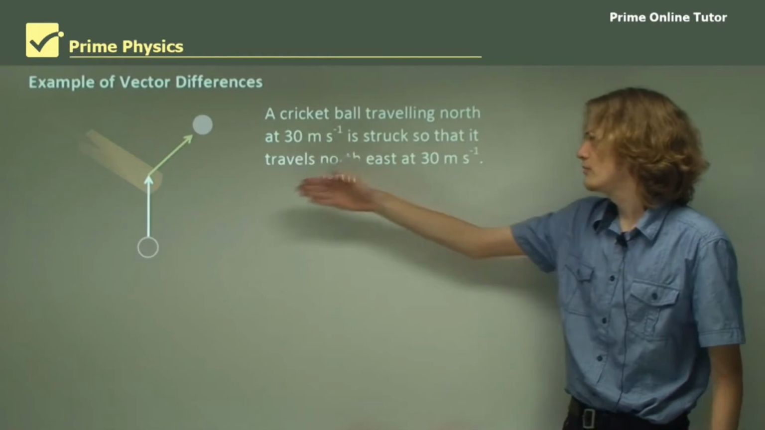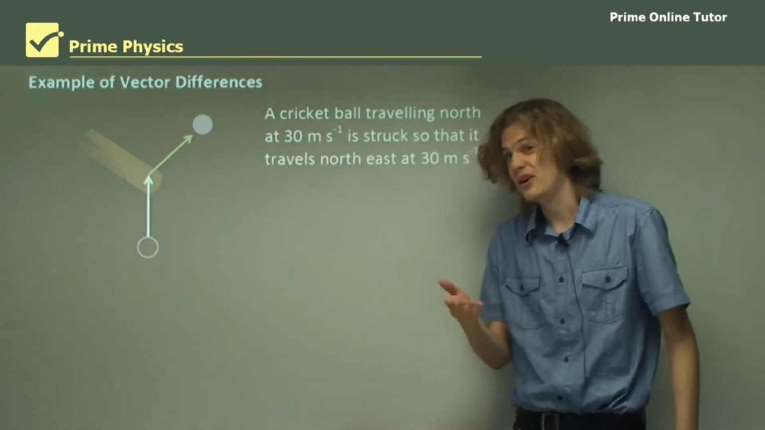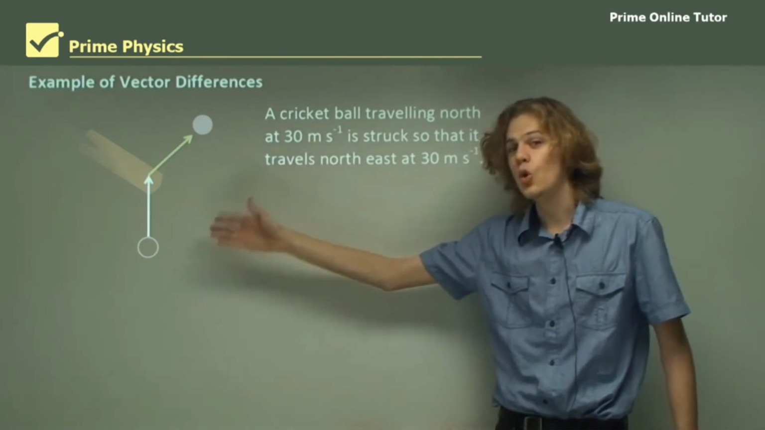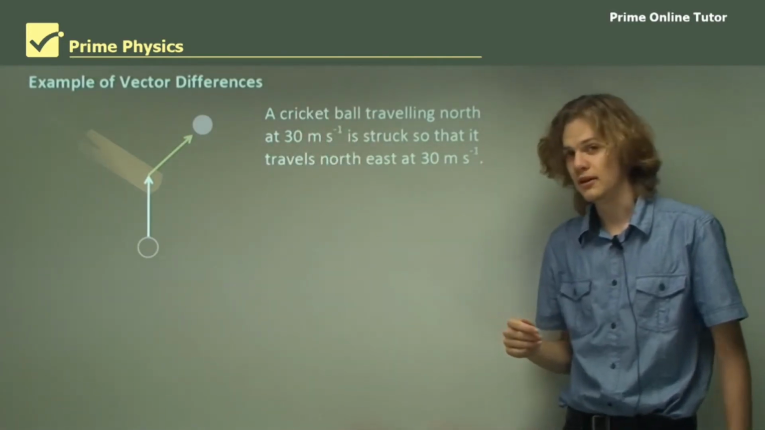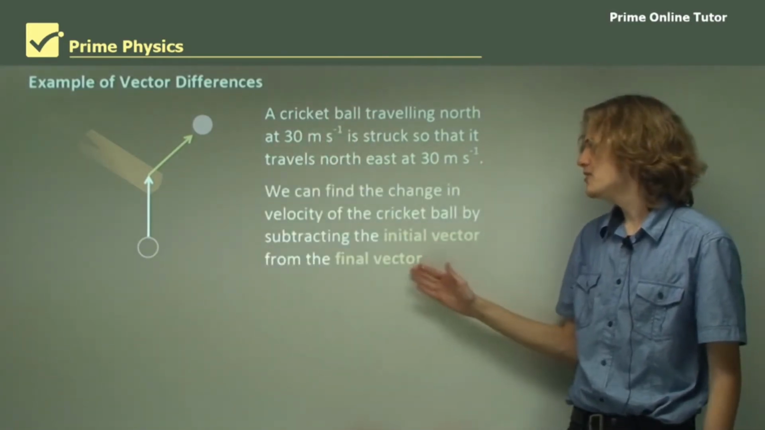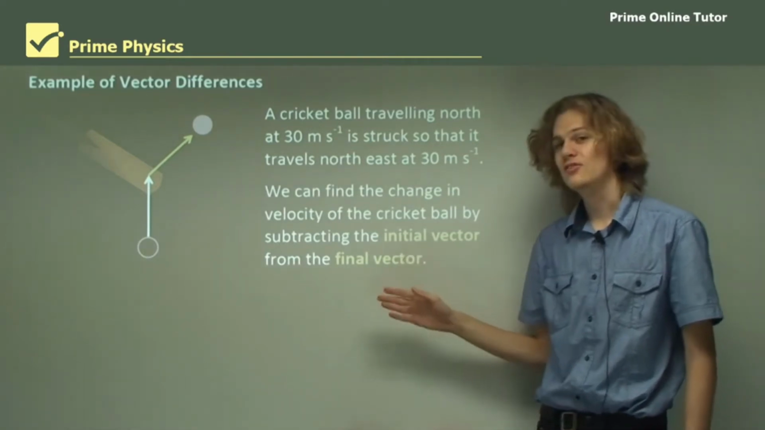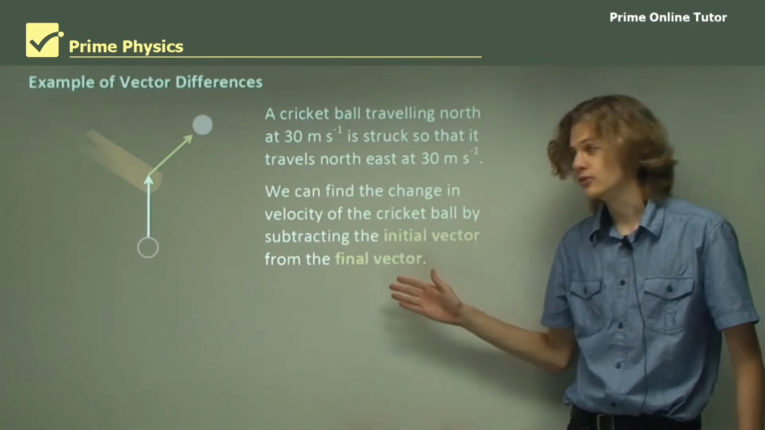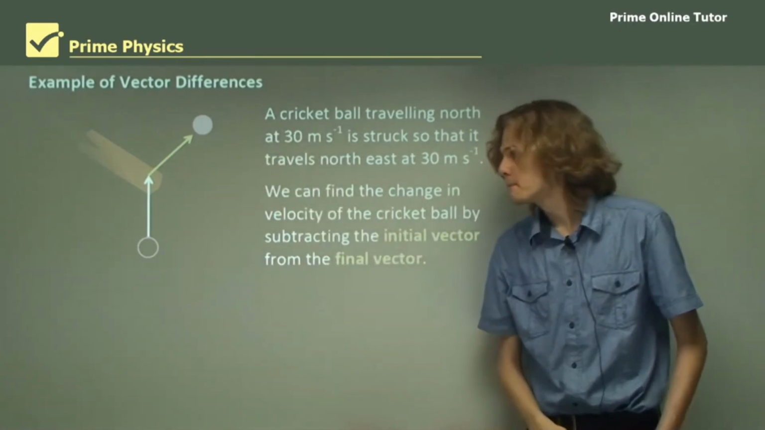So here we have a cricket ball traveling north at 30 meters per second, pretty fast, and it's struck by the cricket bat, so it ends up traveling exactly northeast at 30 meters per second. So we can find the change in velocity of the cricket ball by subtracting the initial vector, this white vector here, from the final vector, which is the yellow one, of course.